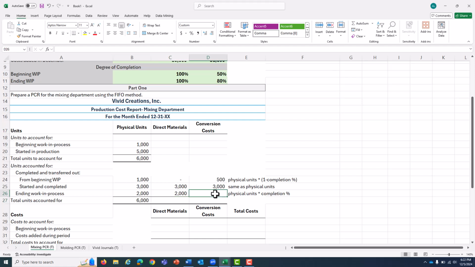Over here, for conversion costs, they're not all the way done. They're only 80% of the way done. So for the same amount of conversion costs, how many units could we have made the whole way for the same amount of money that it took us to make 2,000 units 80% of the way? And that is 1,600. And now I just sum up those numbers, and voila. Our equivalent units of production for direct materials is 5,000, and our equivalent units of production in terms of conversion costs is 5,100.